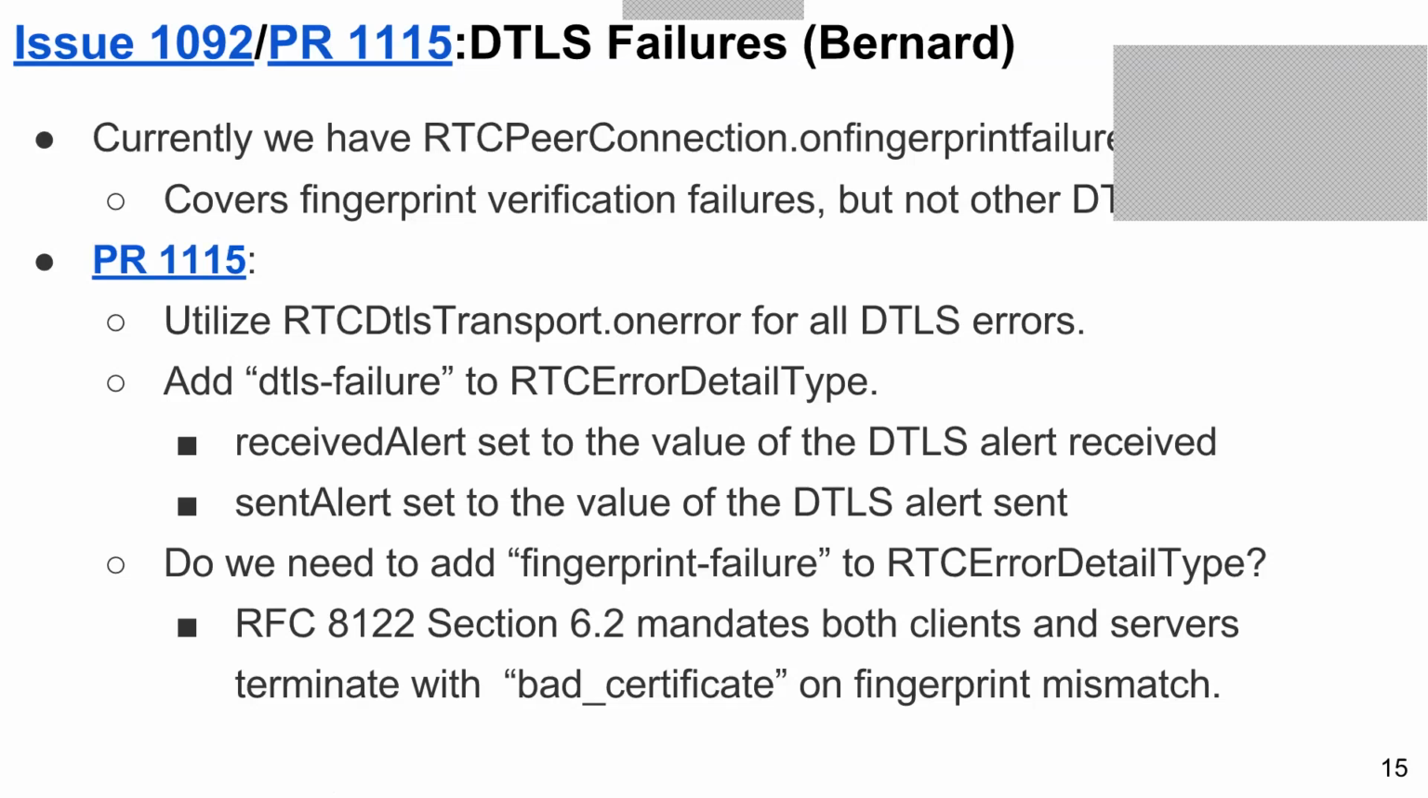Yeah, I don't know. Let me put it this way. Currently in PR 1105, we do have the fingerprint failure RTC error detail type. Are there objections to keeping that there? I mean, if an implementation wants to do the bad certificate thing, I guess it will, and it'll come in as an alert.